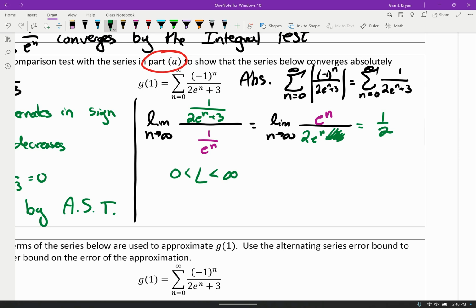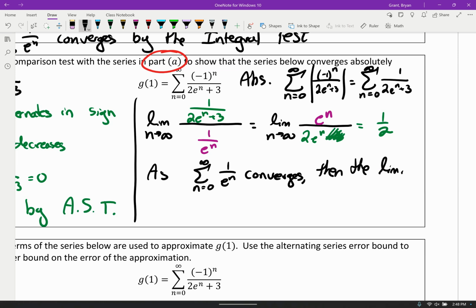What is the connection? Well, because they're close, they share that same convergence behavior. If one diverges, then the other diverges. If one converges, the other converges. So we would say something like, as the summation from n equals 0 to infinity of 1 over e to the n converges, we proved that in A, then the limit comparison test proves the summation from 0 to infinity of 1 over 2e to the n plus 3 converges.